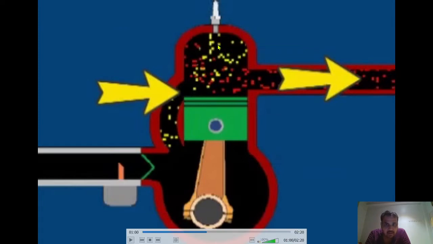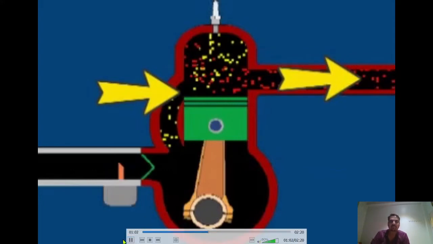Similarly, at the end of the compression stroke, this spark plug provides the spark inside the engine cylinder. The piston will again move from TDC to BDC, and this transfer port will open. This yellow particle, the fresh charge, again moves up, and this pushes the exhaust gases out of the cylinder. This is called the scavenging process. Okay, now please watch the video carefully, you will understand.